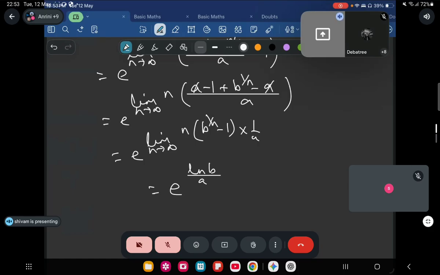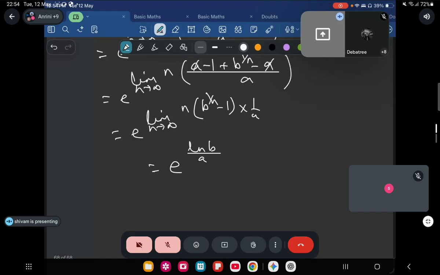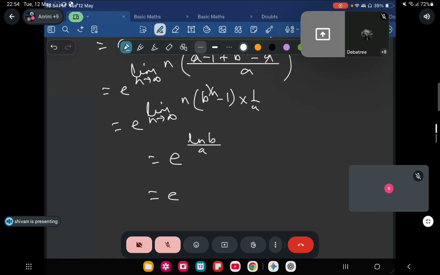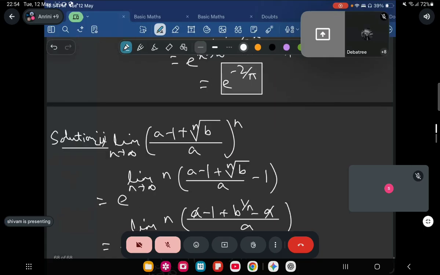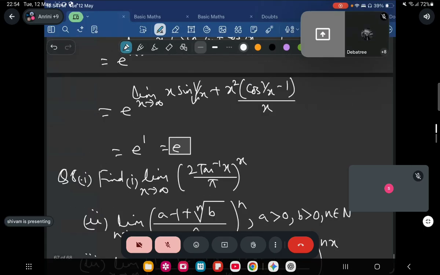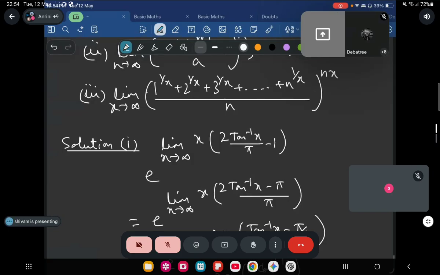Right, Ritam, are you getting it? Tell me. Devatri, Raktim, are the people getting it? This will become e to the power ln of b to the power 1 by a, which will become b to the power 1 by a. Tell me, anyone having any doubt, you can ask me now. Solve part 3, everyone.